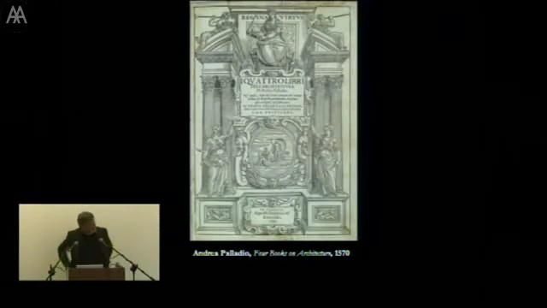And finally, Palladio, the last of the trio, the one perhaps about whom I should talk the most, but we have very little time, so I will be very short.